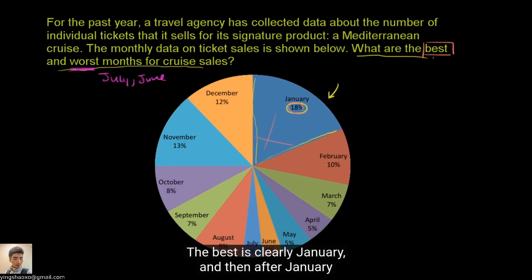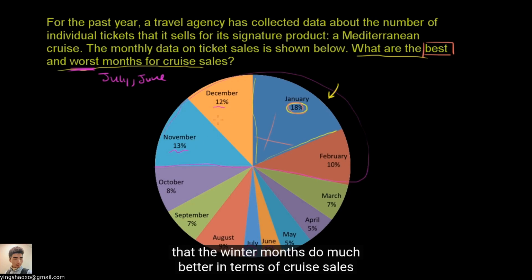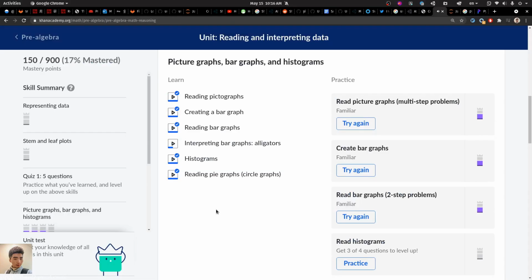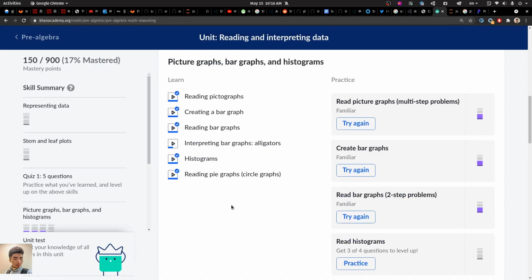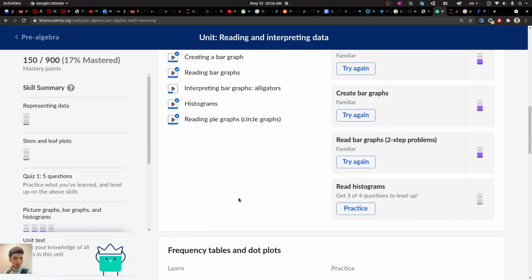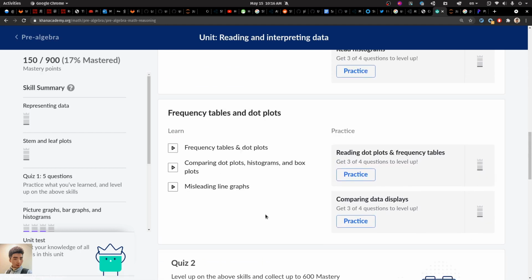Best is clearly January, and then after January, since we have the pie chart in front of us, we might as well ask ourselves, what's the next best? Well, it looks like November is slightly better than December, but in general, it's pretty clear that the winter months do much better in terms of cruise sales, as people get away from the cold. All right, that's the pie graph. I think that's pretty interesting because in modern society, people often use a pie graph or pie chart to represent their data. So that's great.